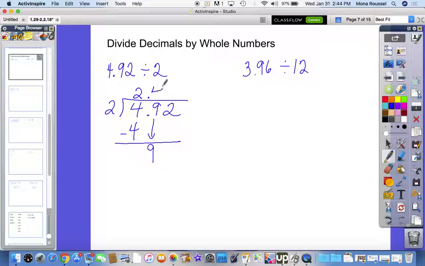2 into 9 is 4. 4 times 2 is 8. We subtract, we have a remainder of 1, which is less than the divisor, so we can bring down. 2 into 12 is 6. 6 times 2 is 12, with no remainder.